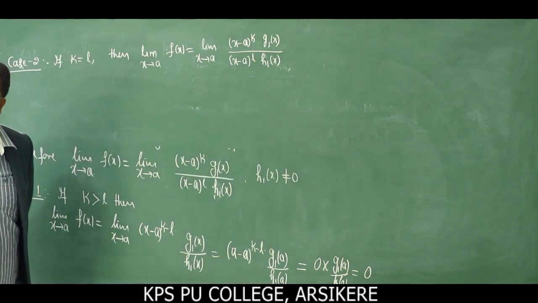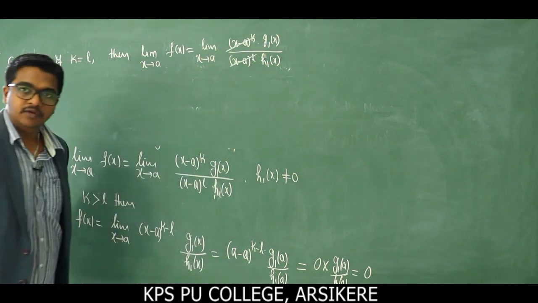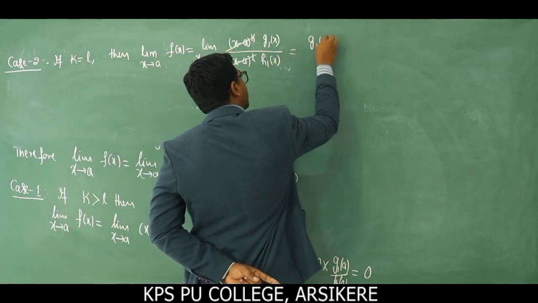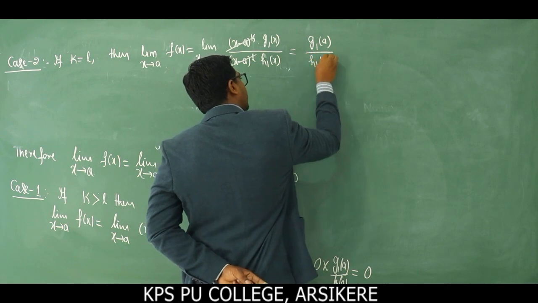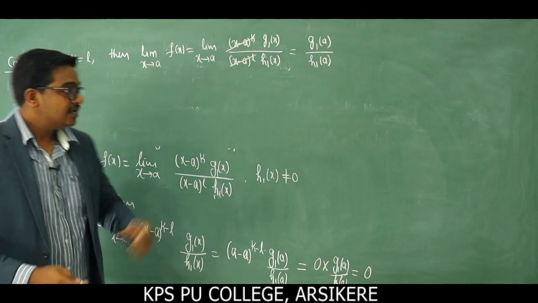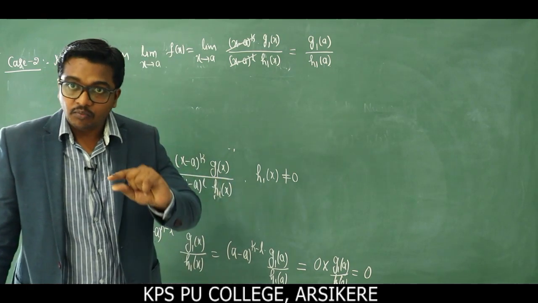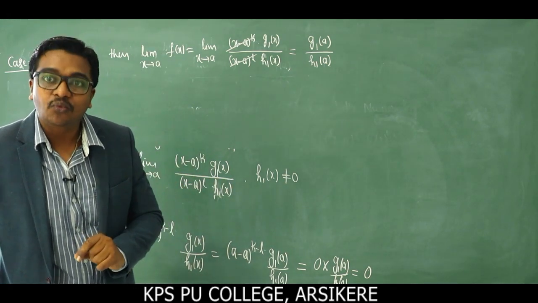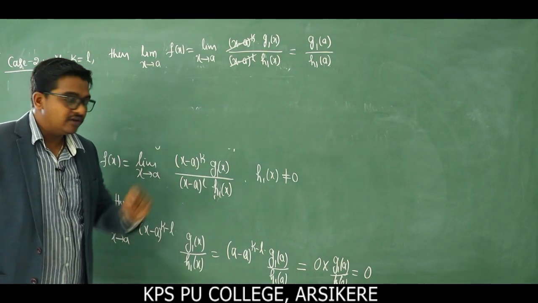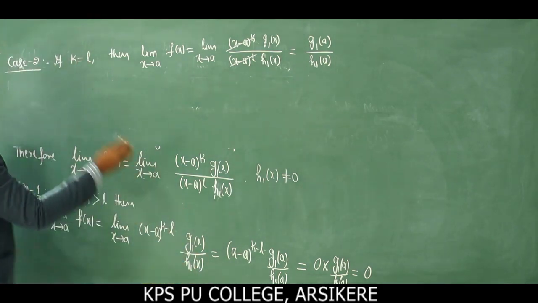Both the powers are equal, which means the terms get cancelled. Then replace x is equal to a, you will get g1 of a divided by h1 of a. This is case 2. When you take the common factor whose powers in numerator and denominator are equal, directly you can write it by replacing x by a, we get g1 of a divided by h1 of a.